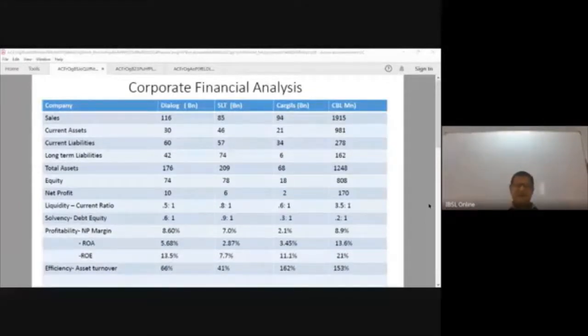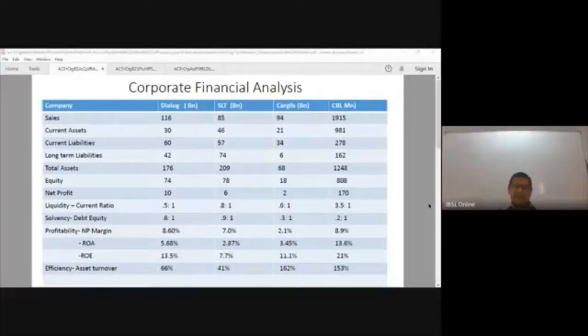So we'll go into their net profits. You can see Dialog has made 10 billion, SLT 6 billion, Cargill's 2 billion, and 170 million by CBL. This is their net profit figure during their financial year 2019.